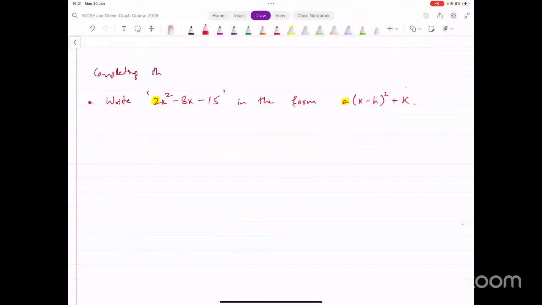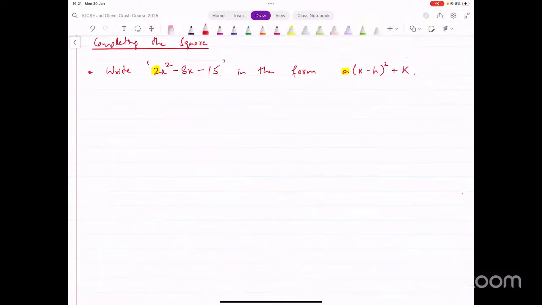Now this is what you mostly learn when you study completing the square the first time. Let me go through this process as well. So you have this function 2x squared minus 8x minus 15. This is an expression that we've got. And what you want to do is write this in the form a into x minus h whole squared plus k. All right.